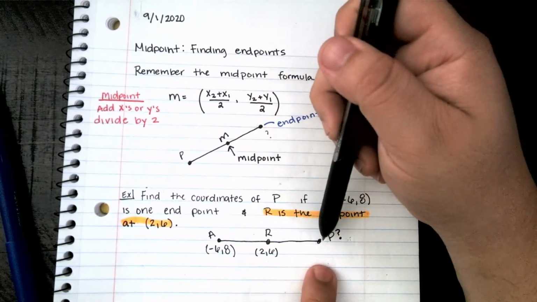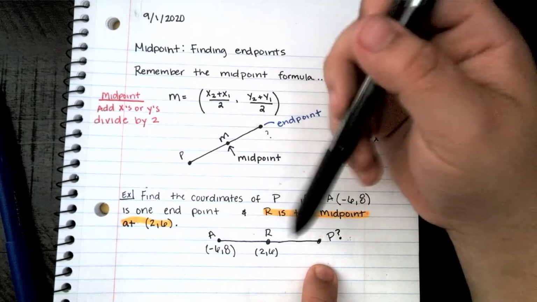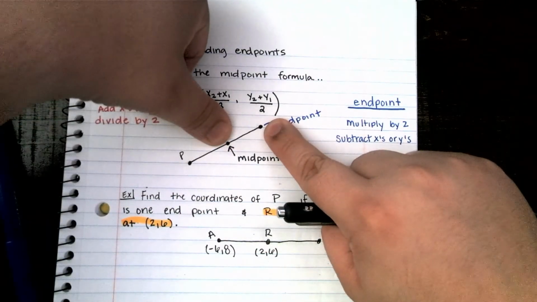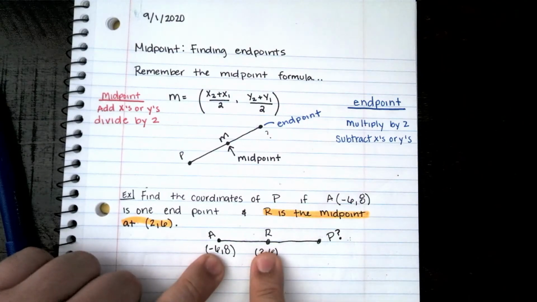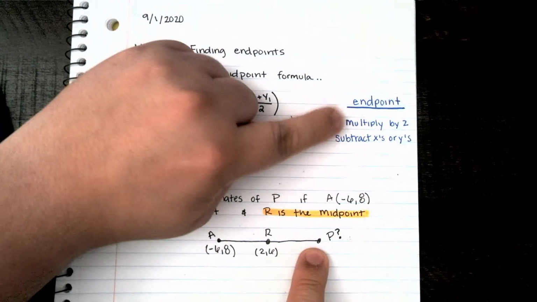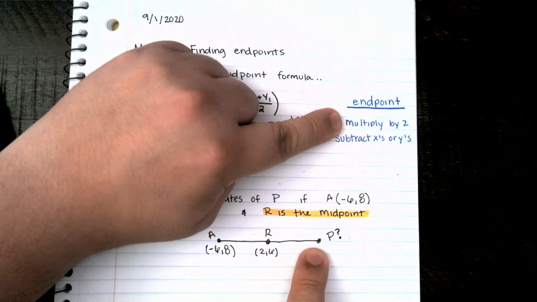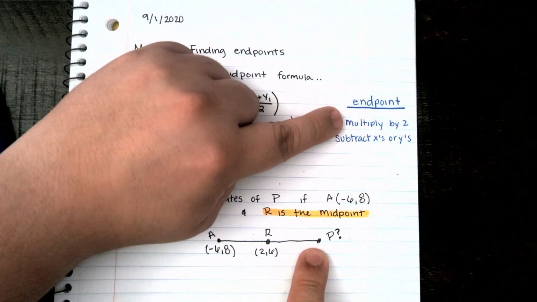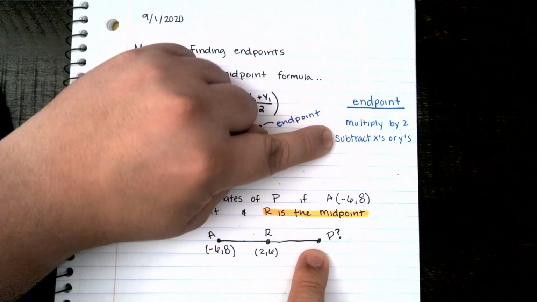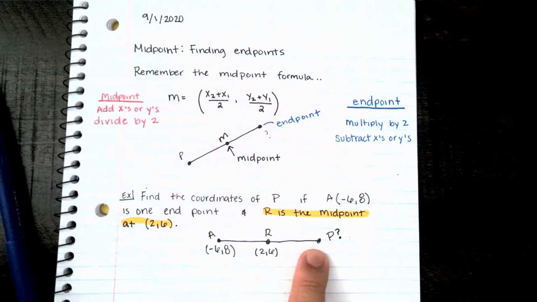I'm looking for P. On the questions from the other day, we knew where the endpoints were and we were looking for the middle. But this time they gave us the middle and I want to know where the endpoint is. Okay? So to do that, I'm going to follow these steps. I'm not going to give you a formula. I'm going to give you steps to follow. So you're just going to multiply the x and the y by 2 and then subtract the x's or the y's.